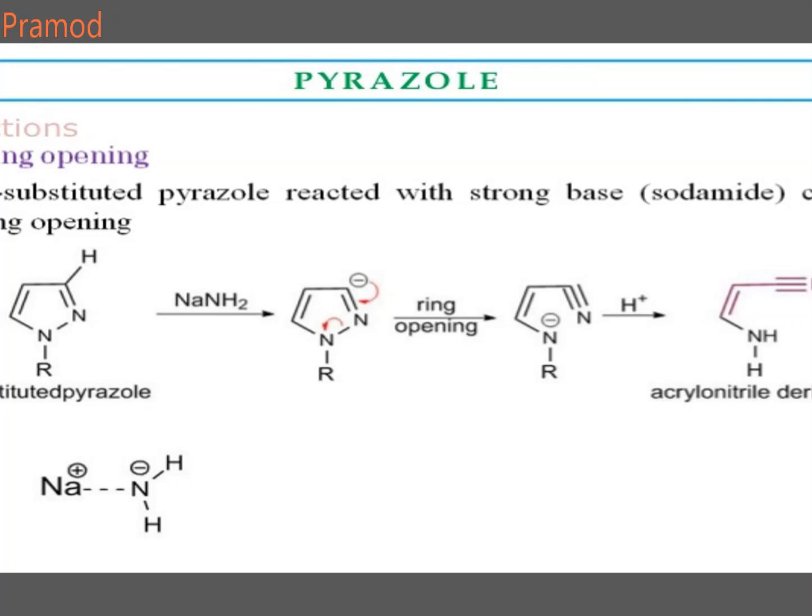Ring opening, with sodium hydride. Sodium hydride abstracts the proton next to the nitrogen, followed by loss of hydrogen, and you get an acrylonitrile derivative. It is a ring opening reaction.